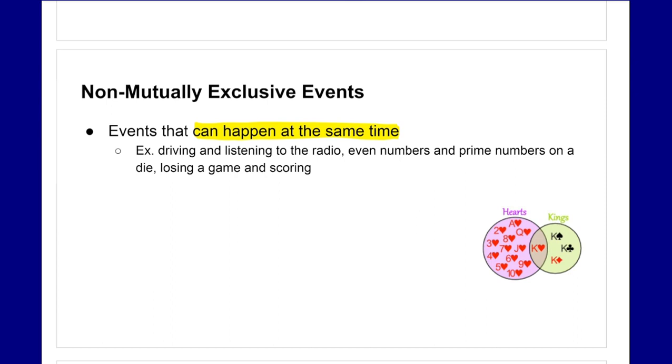Even numbers and prime numbers on a die, right? So you can roll an even number, which is also a prime number. Losing a game and scoring, so you can lose a game and score at the same time. If we look at an example sample space, a deck of cards, we can have hearts as one outcome, kings as another outcome, and there is one scenario where they happen at the same time, where you have a king of hearts, which is both. So that's the difference. We're looking at events that now can happen at the same time.